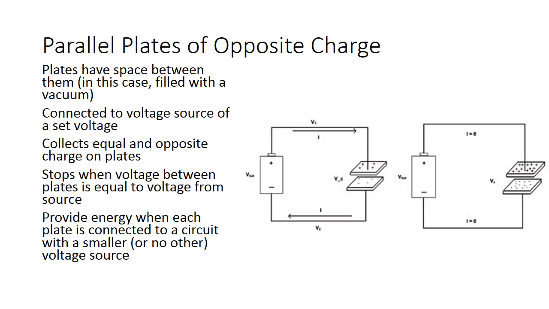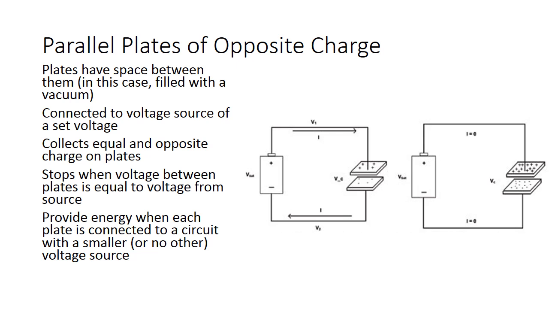What it's made up of are parallel plates of opposite charge. You can see that the two plates in the picture on the right have space between them. In this case, the space is filled with a vacuum. It's connected to a set voltage. You can see there's a battery on the left, and there's two wires connecting it, one to each one. Again, it's showing a positive current. Even though we know positive charges don't move, remember conventional current deals in positive charges. So positive charges are going to go through the wire to the positive plate on top, and that's going to repel positive charges from the bottom plate back over to the battery.